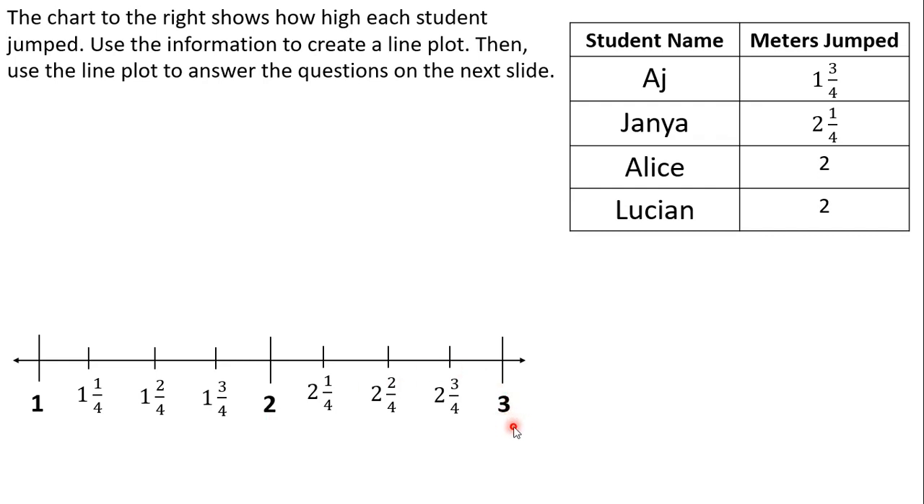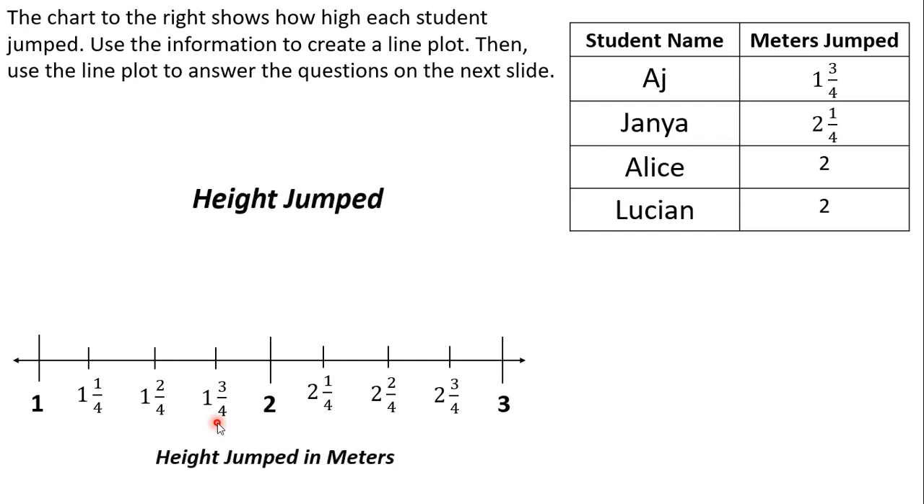Now that we've created our number line, we're going to plot the points from the chart. AJ jumped a total of 1 3/4 meters. So we're going to find 1 3/4 on the number line and put an X above it. Shania, she jumped 2 1/4 meters. So we're going to find 2 1/4 on the number line and put an X above it.